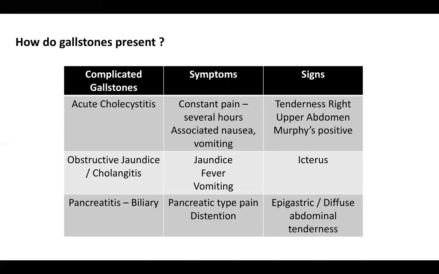In patients who have obstructive jaundice or cholangitis, they could have jaundice, that is yellowish discoloration of the eyes, high colored urine, fever and vomiting. And clinically, they may have icterus along with local signs. In patients who have biliary pancreatitis, they have a pancreatic type pain, which is an epigastric pain radiating to the central back, not to the right, not to the left, but to the central back. They could also have vomiting or abdominal distension. And on examination, they could have either epigastric or diffuse abdominal tenderness.